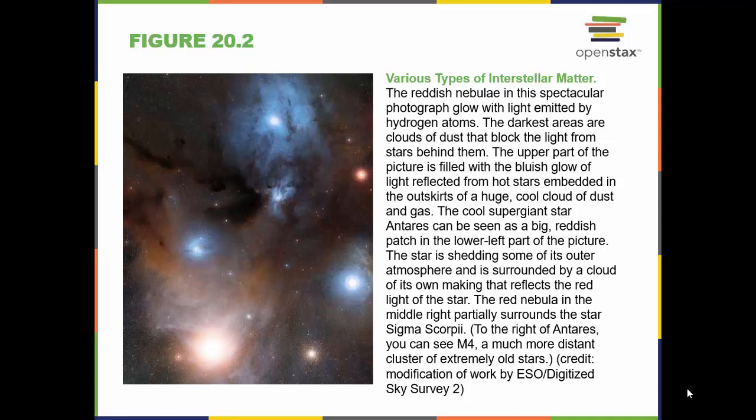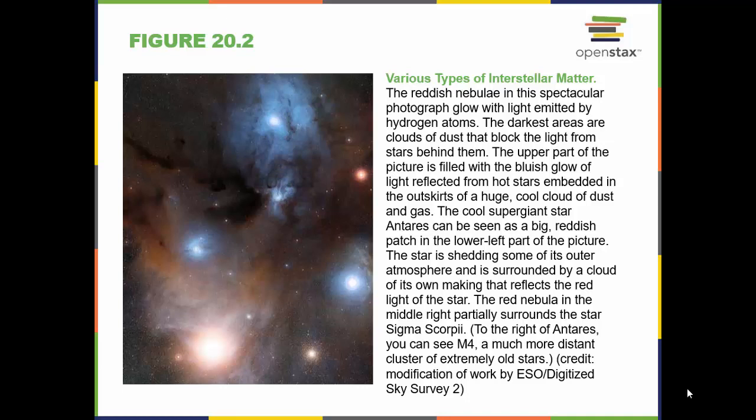The darkest areas are clouds of dust that block the light from the stars behind them. The upper part of the picture is filled with a bluish glow of light, and it's reflected from the hot stars embedded in the outskirts of this huge, cool cloud of dust and gas.